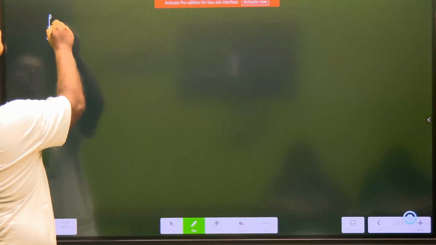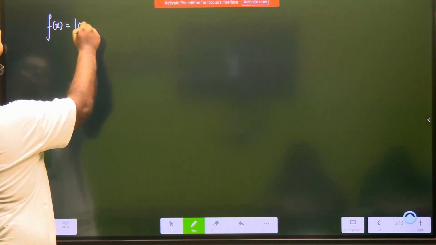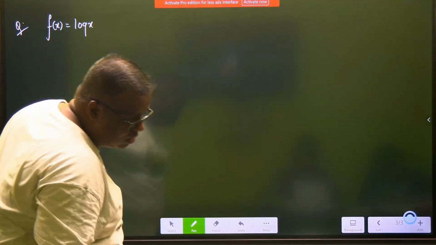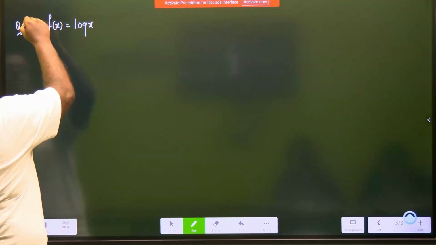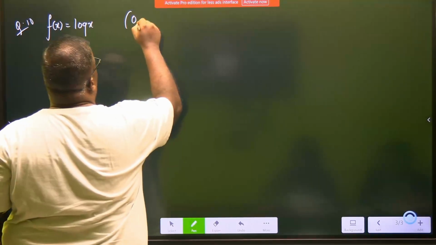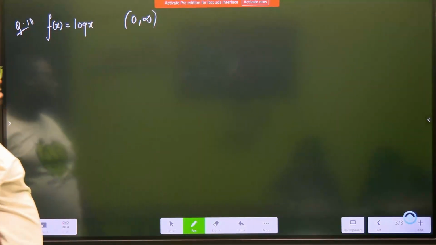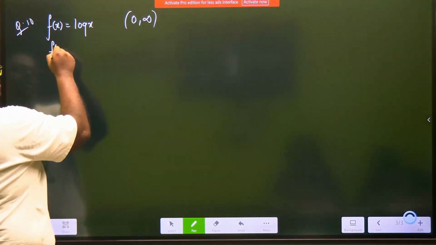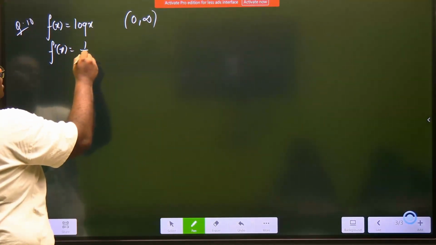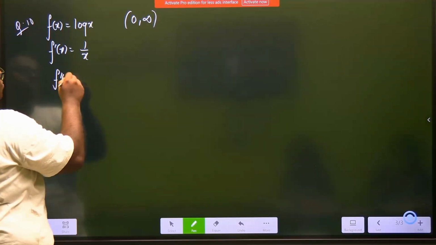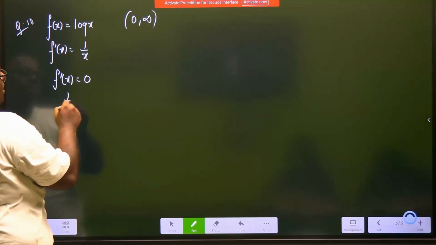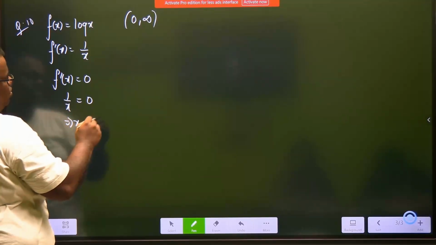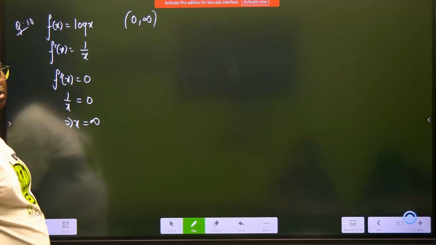Prove that the logarithmic function is increasing on 0 to infinity. Logarithmic function f x equal to log x. Question number 10. This is increasing in 0 to infinity. So let's take f dash x is equal to 1 by x. Now f dash x is equal to 0, that is 1 by x is equal to 0, or x is equal to infinity.